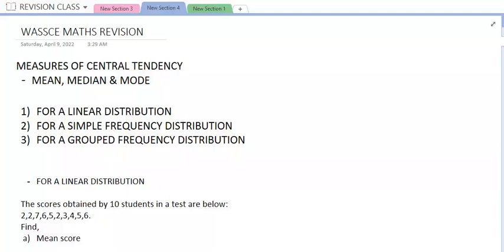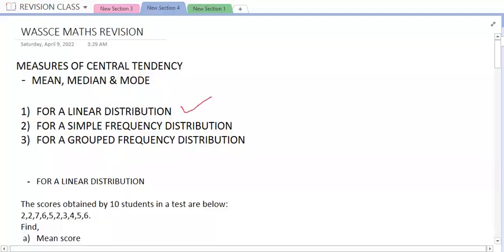Still on our series on WAEC revision, and in this video class I'll be teaching on the measures of central tendencies. Now these three statistics, mean, median, mode, are called measures of central tendency. So we'll be looking at how we can calculate mean, median, mode for a linear distribution, for a simple frequency distribution, and for a group frequency distribution as the syllabus requires.